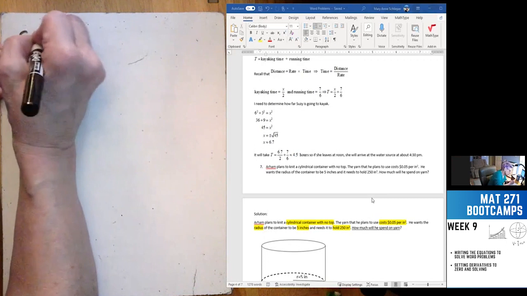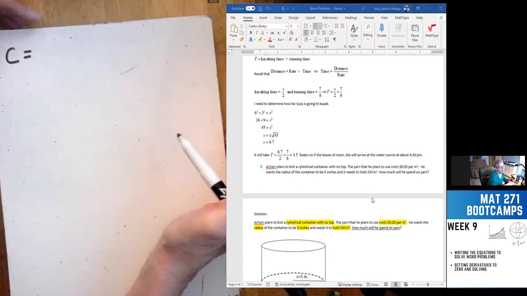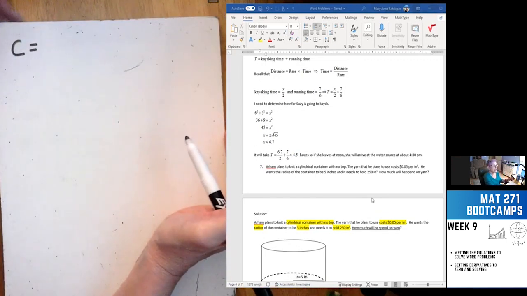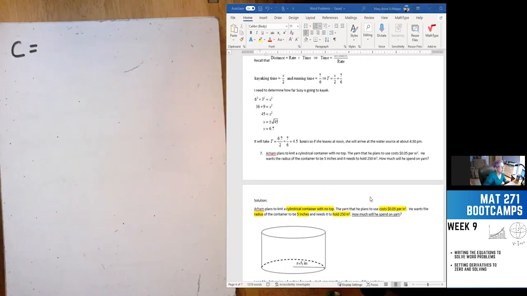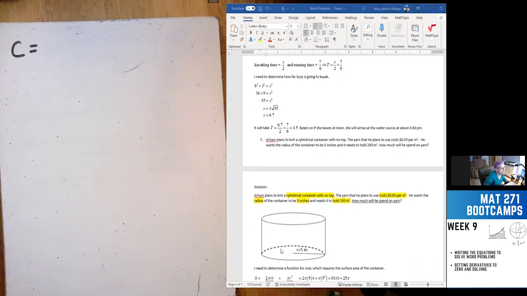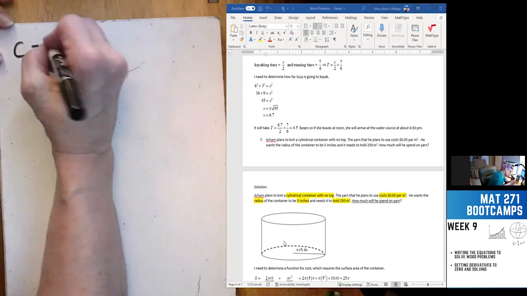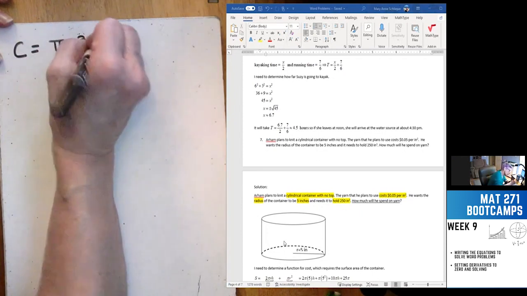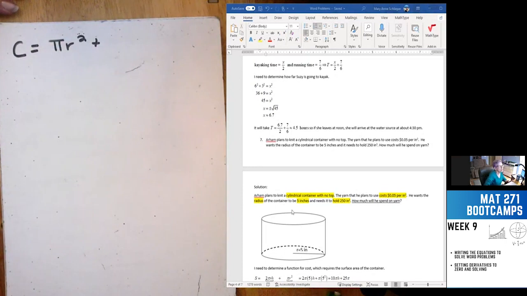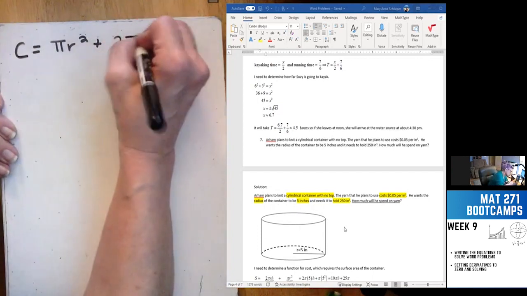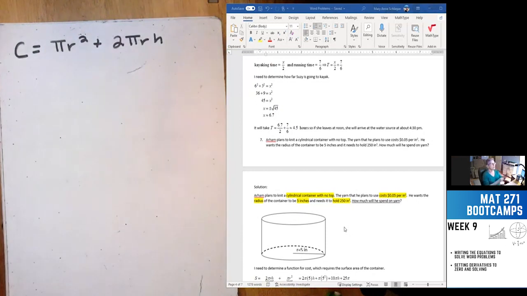We need a cost function. And the cost is going to be based on surface area. We need the cost of the surface area of the base. So that would be pi r squared plus the area of these little outside edges of his container, which is 2 pi r h. So it's kind of like that cylinder that we talked about a moment ago with surface area and volume.